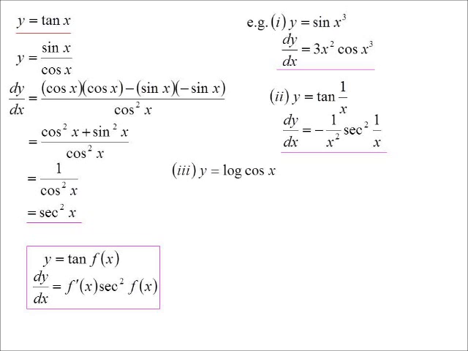The log of cos x. So I'm differentiating a log function, which says, okay, do the derivative over the function. The function is cos x. The derivative of cos x is minus sine x. So derivative over function becomes minus sine x on cos x, but sine x on cos x is tan x. So the derivative of the log of cos x is minus tan x.